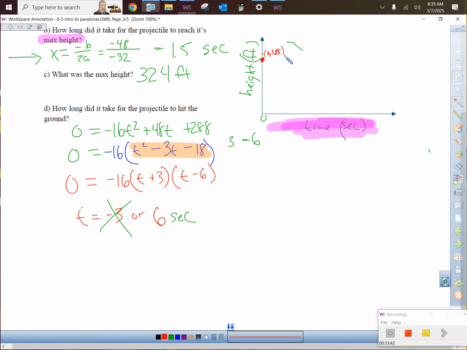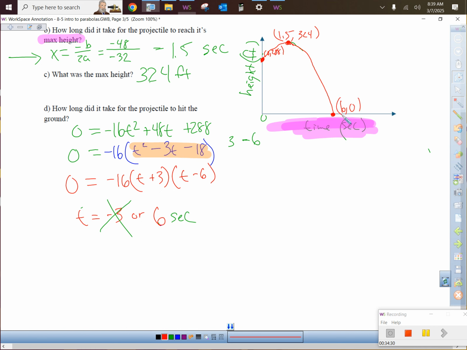Then they threw it. Did it go up for a little bit before it came back down? Cool. So let's go to a vertex. Let's go to like right there. And that took 1.5 seconds. And didn't it get 324 feet up? Sorry for the bad handwriting, but I just made my vertex at 1.5, 324. And then after it has hit the vertex, it starts to come right back down, correct? And how long did that take for it to hit the ground? What did we find for our x-intercept? 6, 0. Are we okay with that?